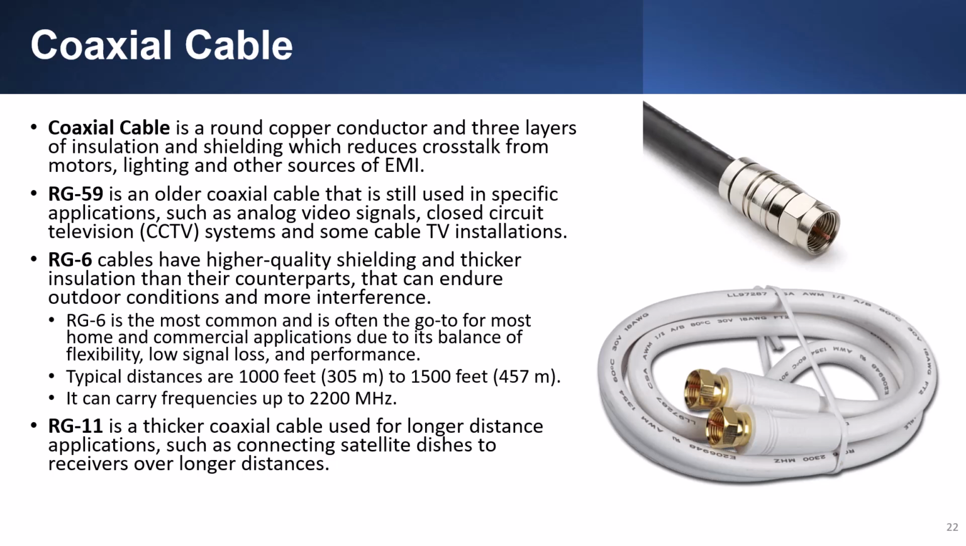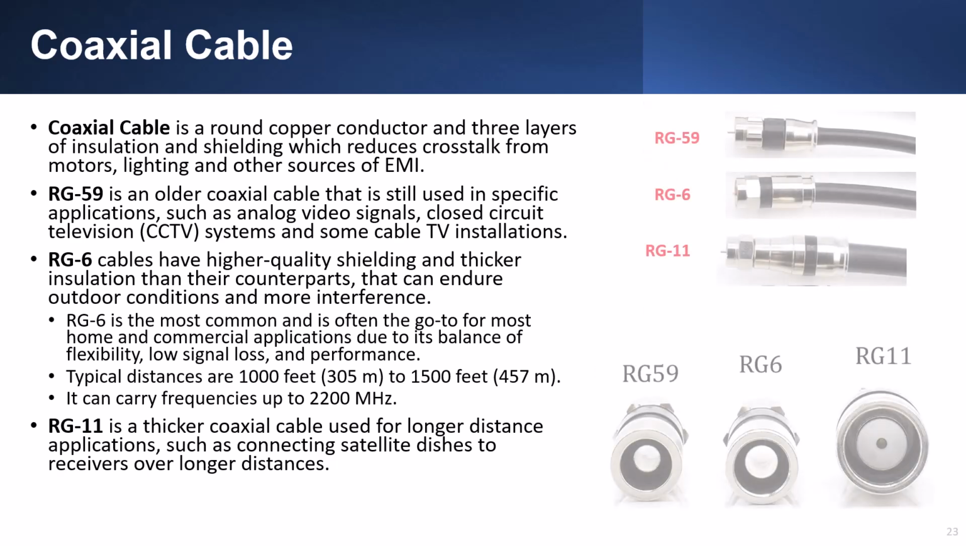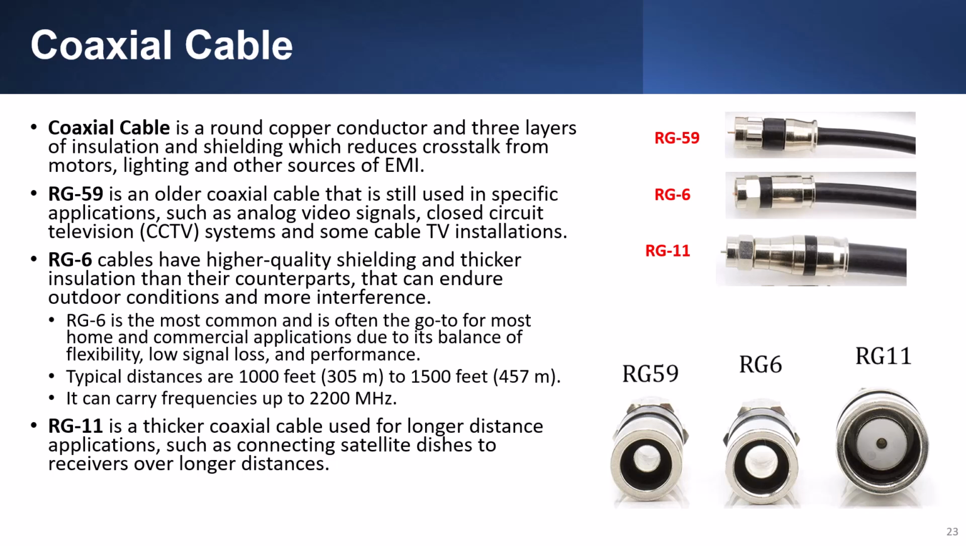Coaxial cable is a round copper conductor with 3 layers of insulation and shielding, which reduces crosstalk from motors, lighting, and other sources of EMI. RG59 is an older coaxial cable that is still used in specific applications such as analog video signals, closed-circuit television systems, and some cable TV installations.